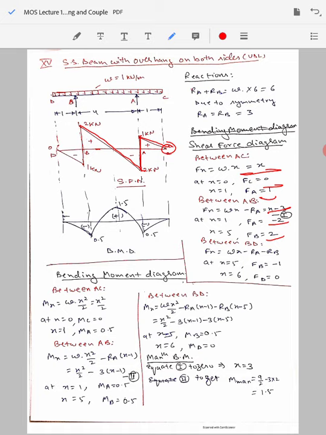Then for the span BD, we have a drop at point B down to minus 1. So from 2 you reach minus 1, and then finally to 0 at the other end. So this way we get this kind of a shape for the shear force diagram. We see that for the span AB, somewhere exactly at the middle, it will become 0.